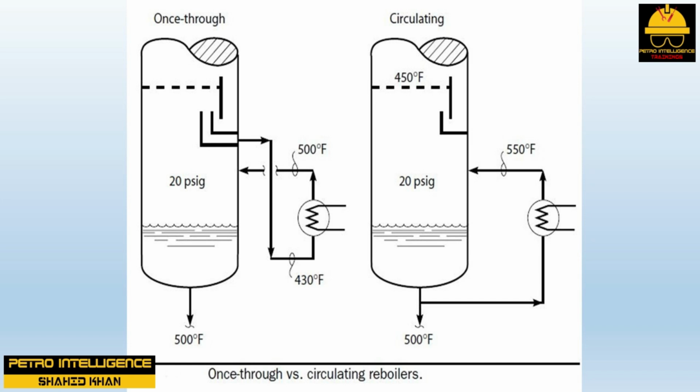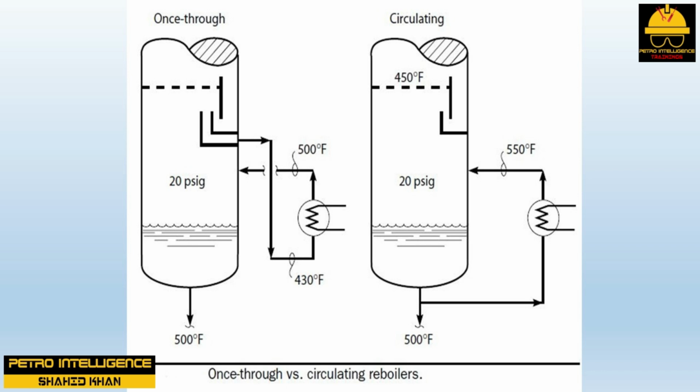This is shown in this picture. However, the reboiler outlet temperature must always be higher in the circulating reboiler than in the once-through reboiler. This means that it is more difficult to transfer heat in the former than in the latter.